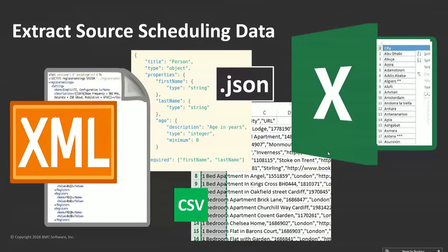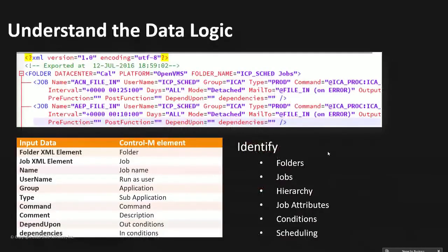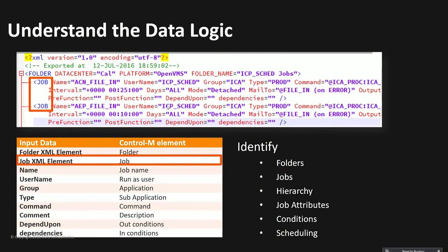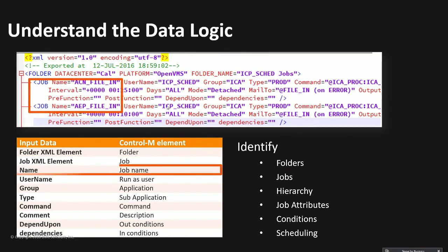Next is understanding the mapping logic. You need to understand how the object in your source vendor maps to ControlM objects. And once you have done that, you can easily convert XML elements and attributes into ControlM elements. For example, here you will convert the folder XML element to a ControlM folder. You will map the job XML element to a ControlM job, and the name attribute value will be mapped to a job name.